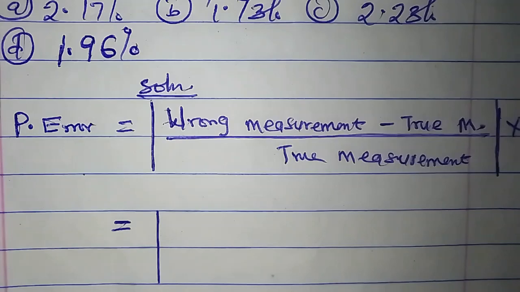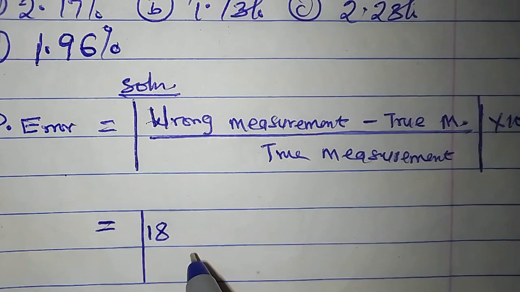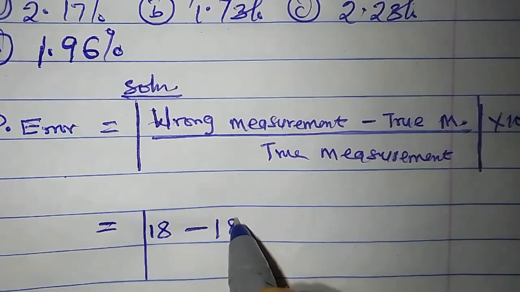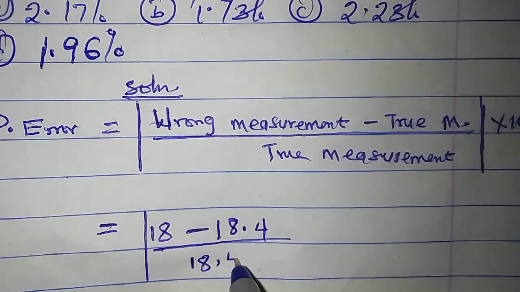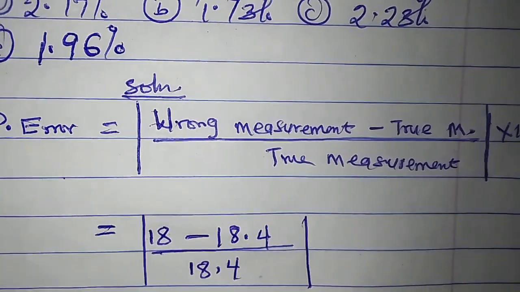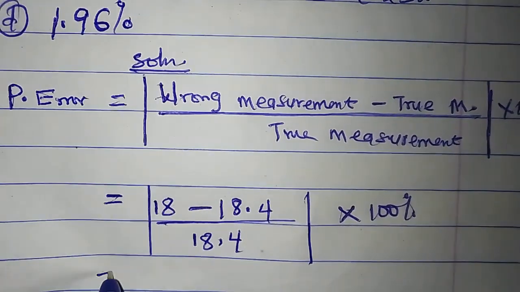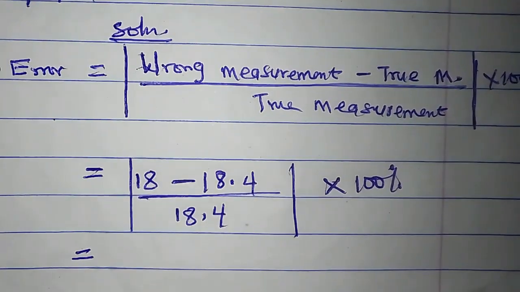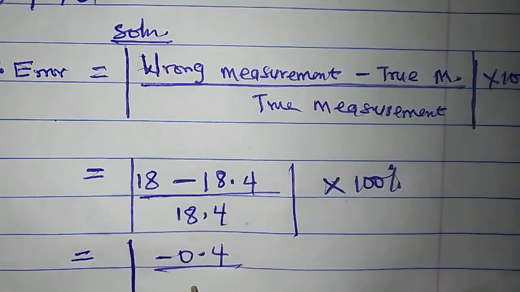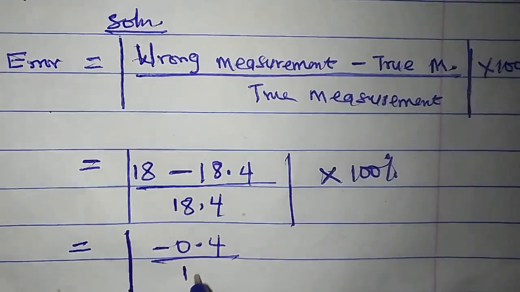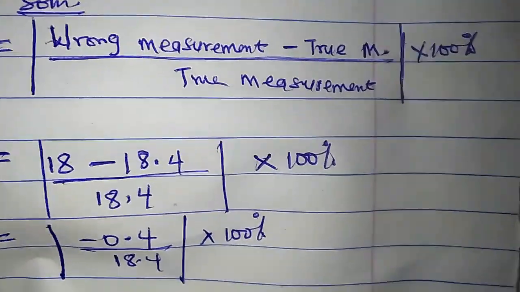We have it as the wrong measurement, 18 milliliters. I want to ignore this unit here. The true measurement is 18.4. So the percentage error is the modulus of the wrong measurement minus the true measurement, divided by the true measurement 18.4, times 100%. 18 minus 18.4 is minus 0.4, divided by 18.4, times 100%. Alright, let's go ahead.